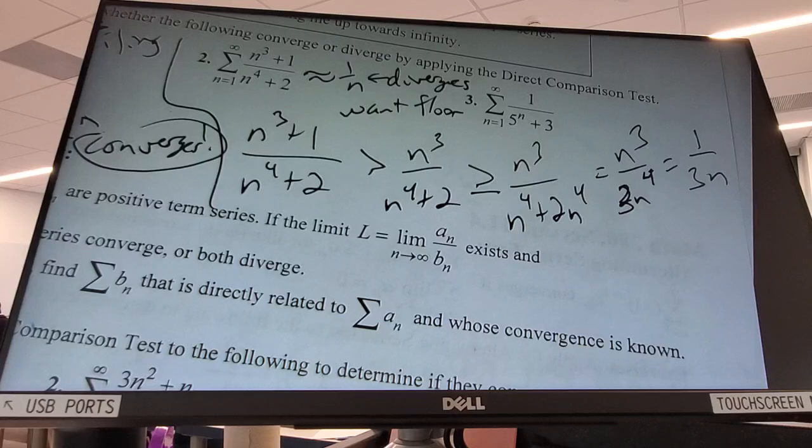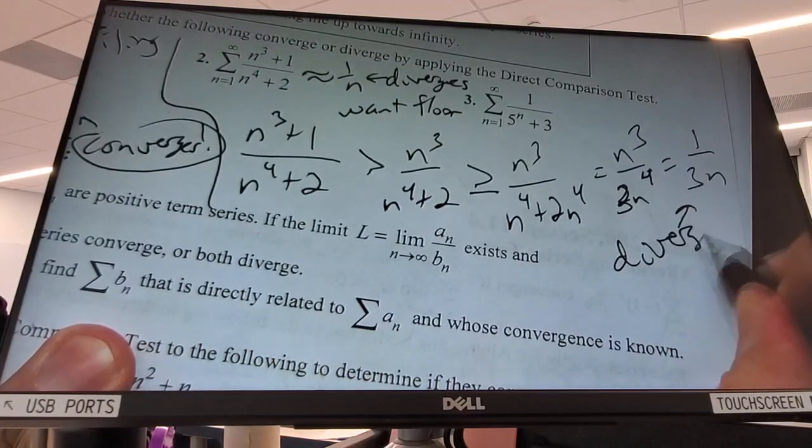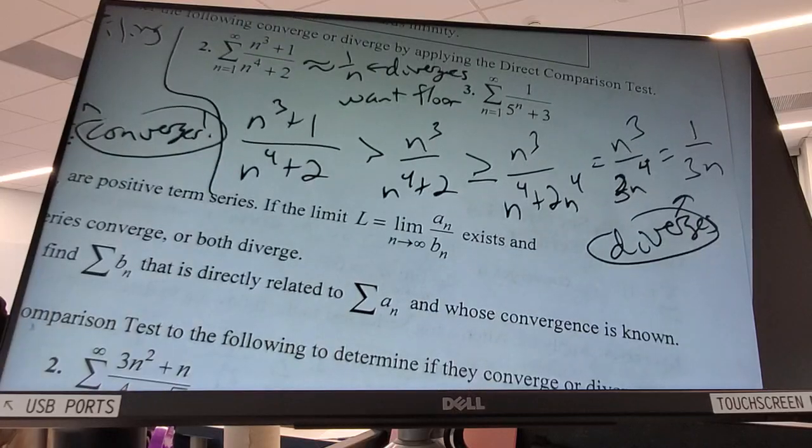Okay. So some of you guys look like you died a few years ago. You're just staring at me. Okay. So this diverges, therefore ours diverges also. Bam. Maybe. This is tricky. I understand that. You'll get it.